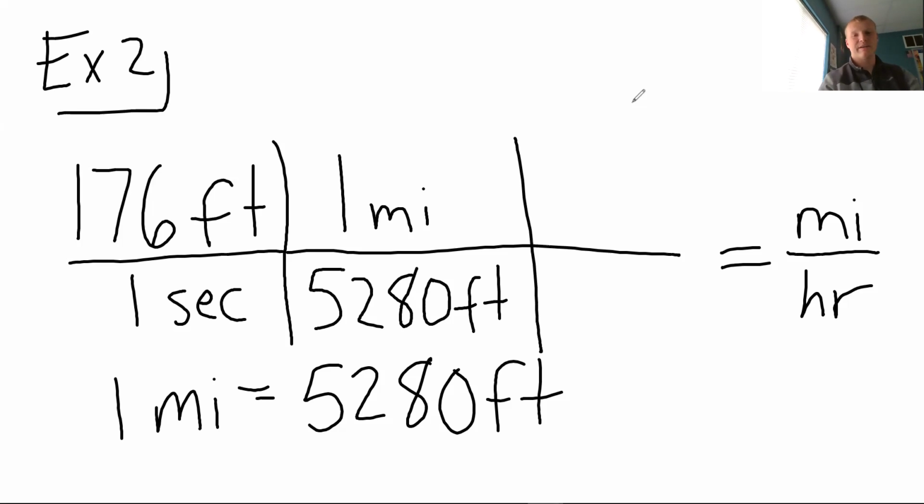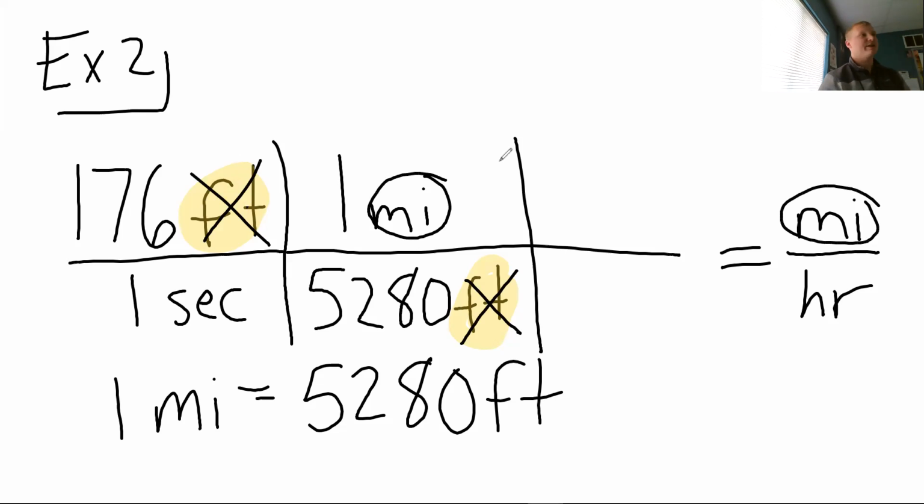So the reason is because I have feet down here and I have feet up here. So that's how you're going to know whether or not you're going to put it on the top or on the bottom, because you want those to cancel out. So both of my feet are going to cancel out right here because I have one in the numerator and one in the denominator. So now I have miles, which is what I wanted. So that's there at the end.